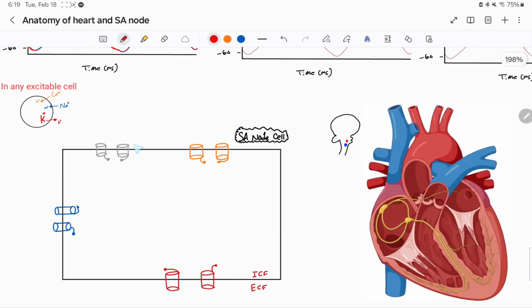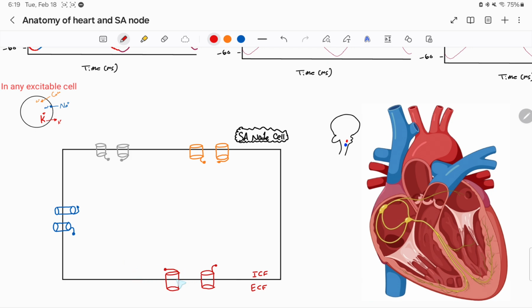So here is one SA nodal cell. Here is the intracellular fluid. Here's the extracellular fluid, so outside of the cell. And if I say that potassium's permeability is actually going down, it means that it's no longer able to cross the cell and go outside.